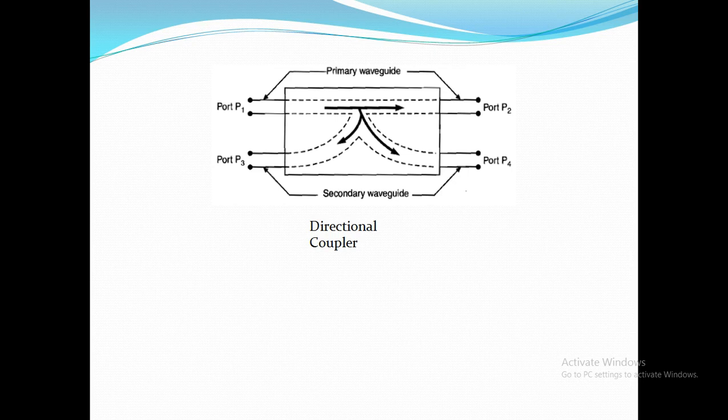When all ports are terminated in their characteristic impedance, there is a free transmission of power without any reflection between port 1 and 2. The degree of coupling between port 1 and port 4 and between 2 and 4 depends on the structure of the coupler. The coupling factor measured at port 4 may be used to determine the power input at port 1. The power at port 3 specifies the directivity of the forward traveling wave. Okay, so this is about the directional coupler.